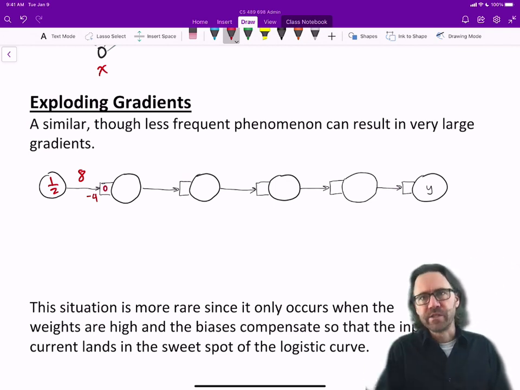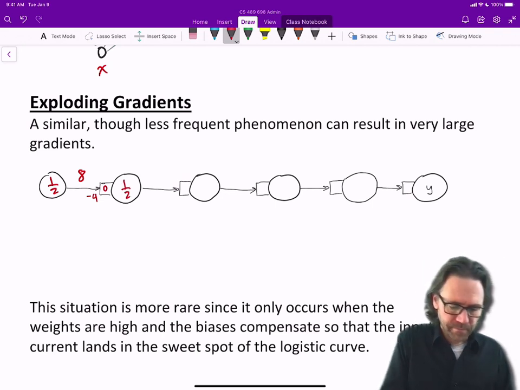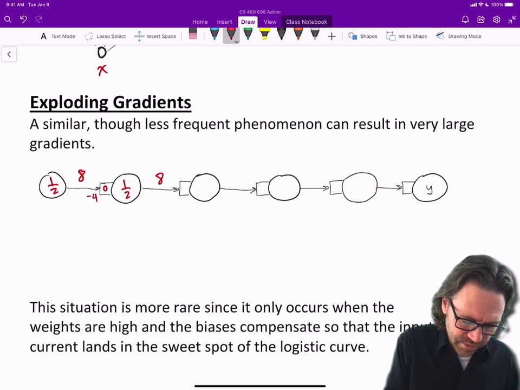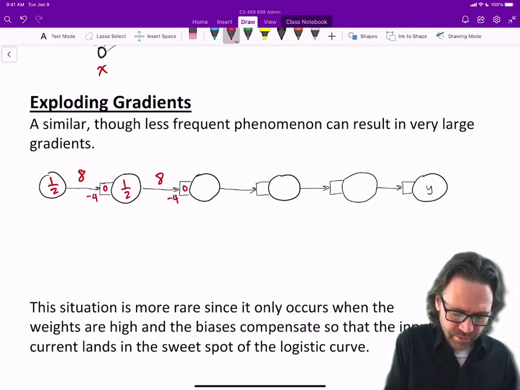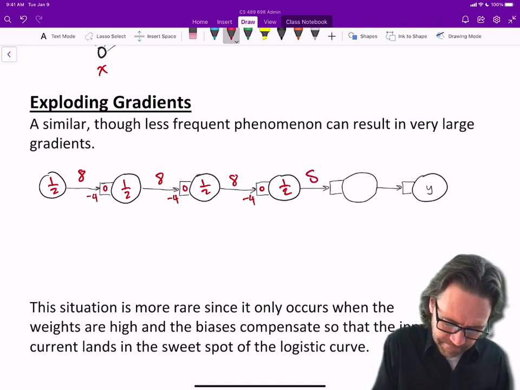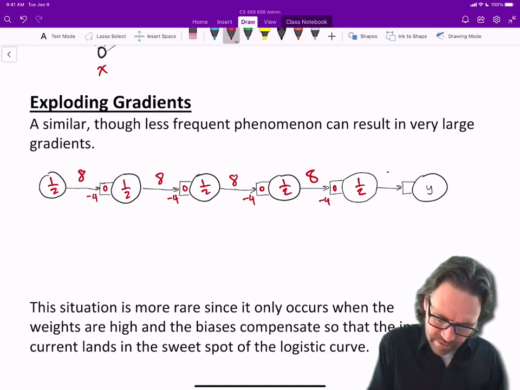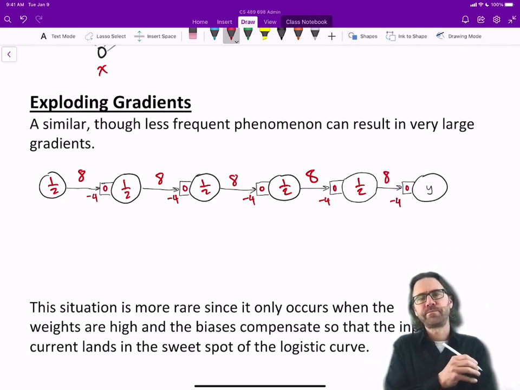Okay, run 0 through a logistic function, you get 1/2. Let's say the next one is also a weight of 8 and bias of -4. You get input current of 0 again. And you can see we can set this up all the way up the network so that the input current at each layer is 0, and therefore the activities are 1/2. And we run this through a bunch of layers until we get to y on the output.